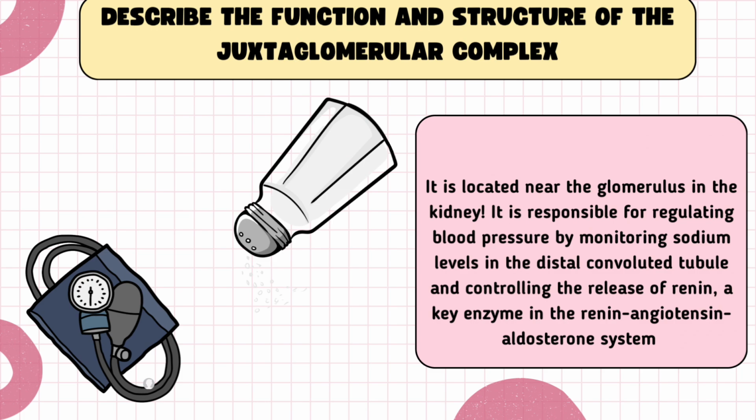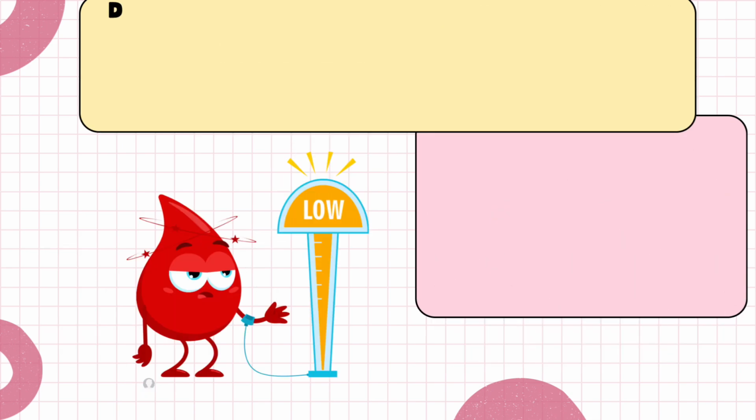So from there, it then triggers a cascade of enzymatic reactions leading to the production of angiotensin, which is a potent vasoconstrictor that causes blood vessels to narrow and raise blood pressure. This process can also stimulate the adrenal glands to release aldosterone, which will promote sodium and water reabsorption in the kidneys, and it contributes to an increased blood volume.